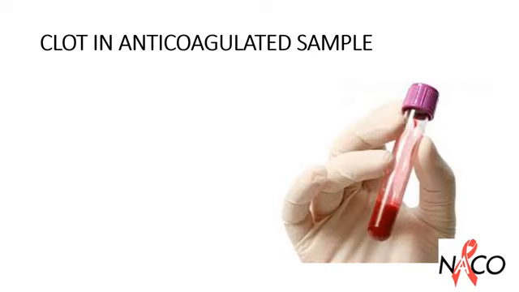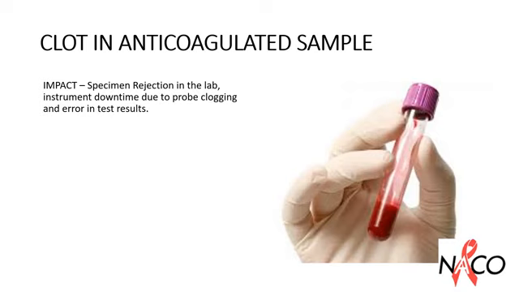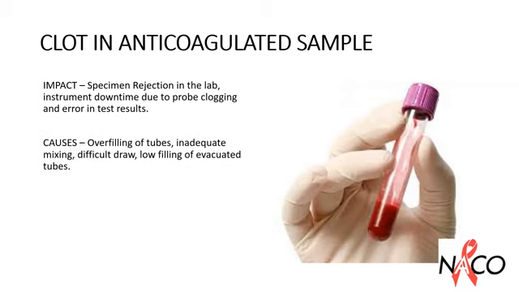Clot in anticoagulated sample may impact the processing of the sample by causing its rejection, cause instrument downtime due to probe clogging, and error in test results. The causes of clot in anticoagulated sample are overfilling of tubes, inadequate mixing, difficult draw, low filling of evacuated tubes.